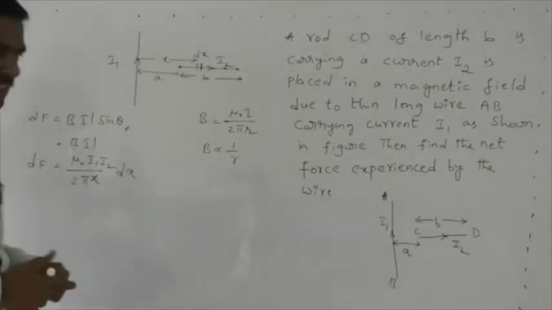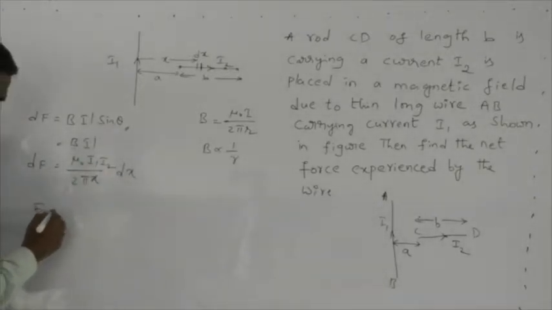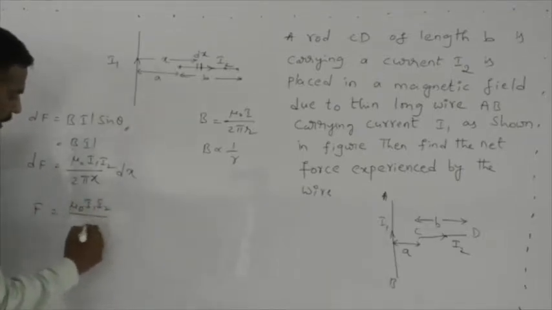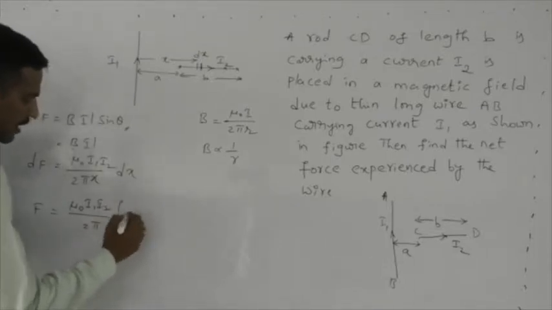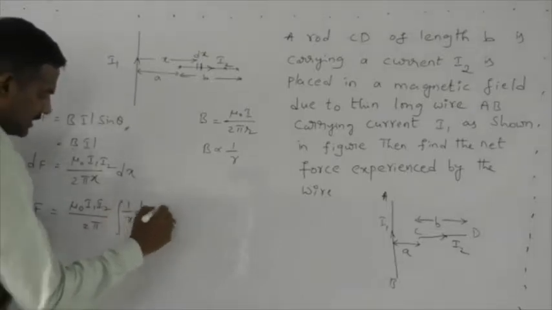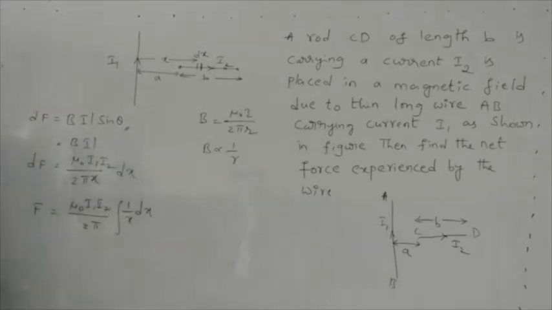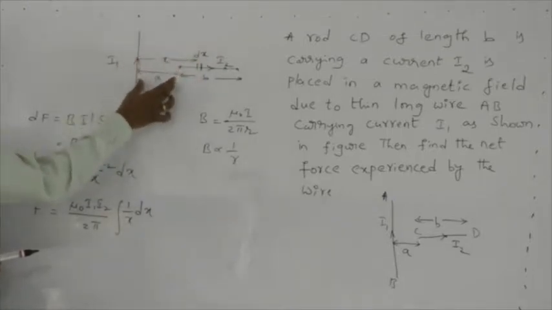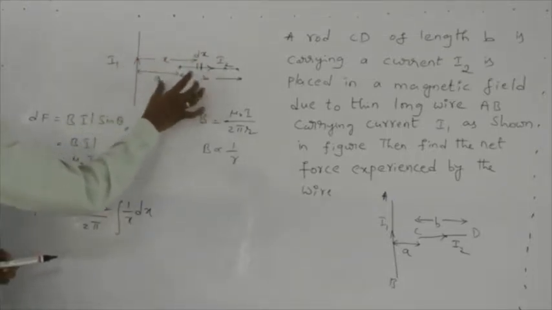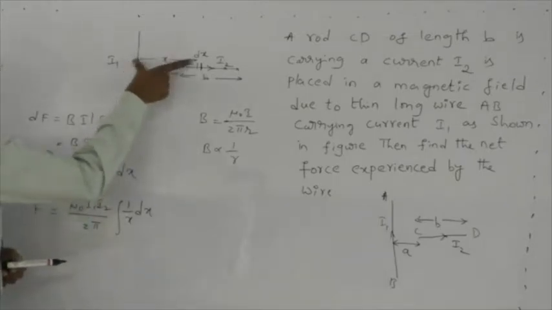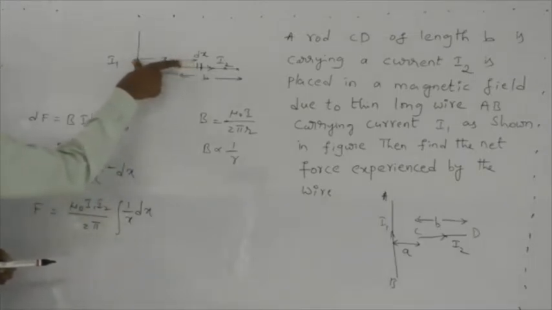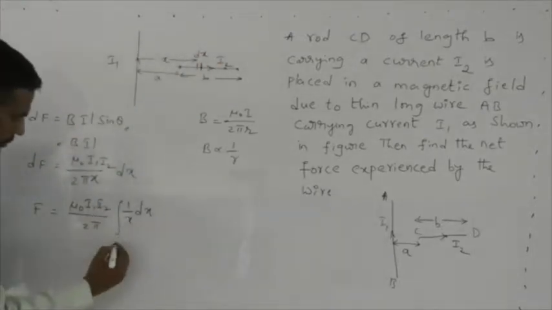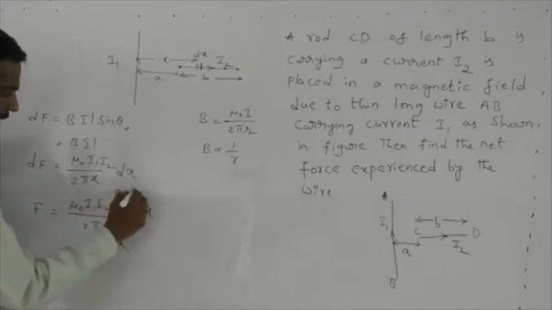Now we have to find the complete force. How to find it? We will do the integration. The integral is mu naught I1 I2 divided by 2 pi, integral of 1 by x dx. This is going to be the formula. Now we have to substitute the limits. What are the limits? This x, what is the minimum value? A. What is the maximum value? A plus b. So the minimum value is A, and the maximum value is A plus b.